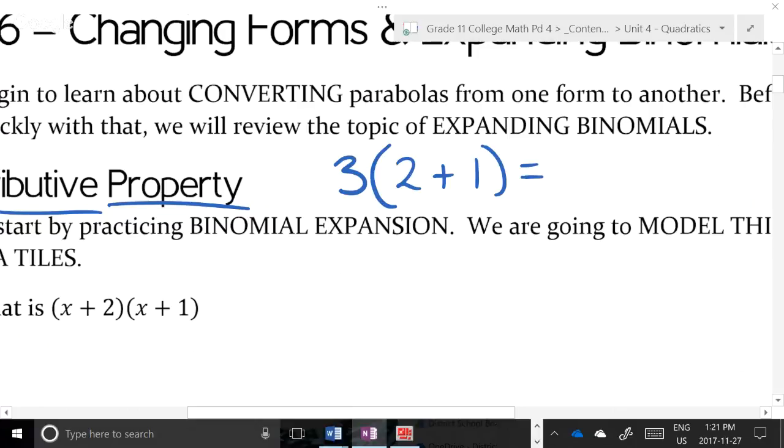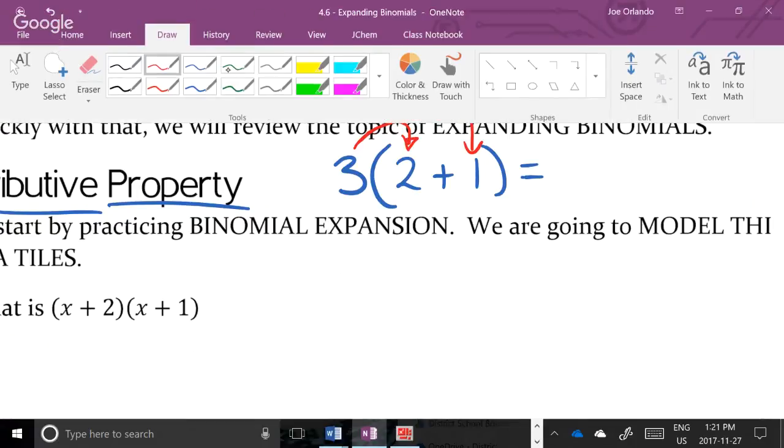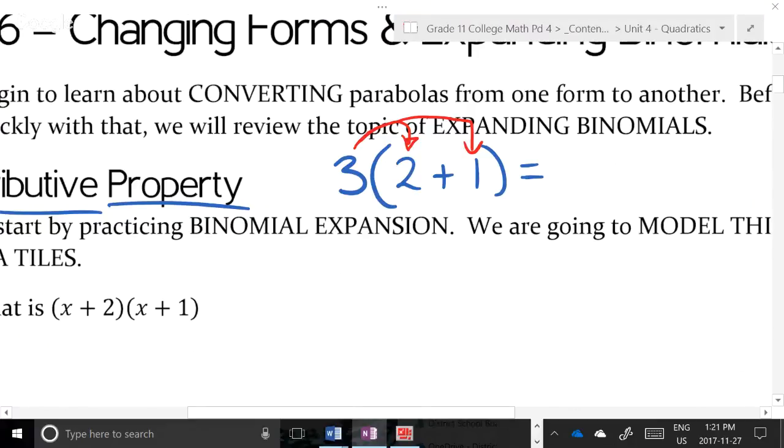And hopefully you've learned that instead of doing the brackets first, I could distribute this and say that this is the same thing as saying 3 times 2, which is what? If you learn FOIL, I don't use the expression FOIL because I don't understand it. I draw arrows.